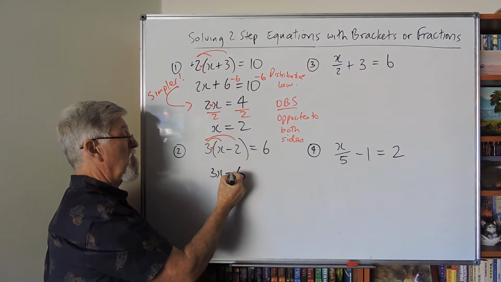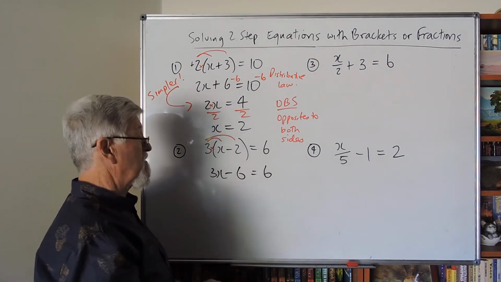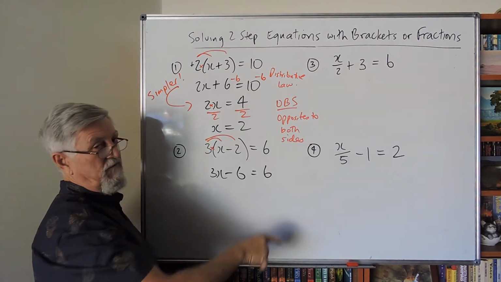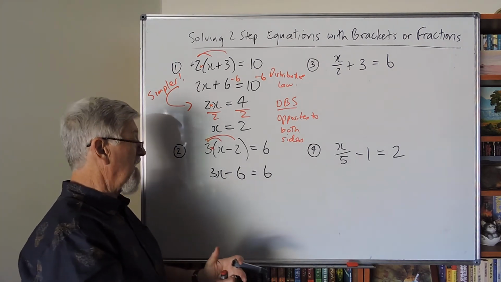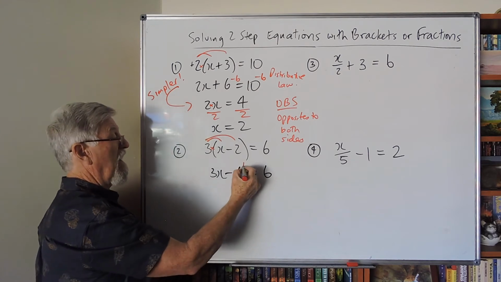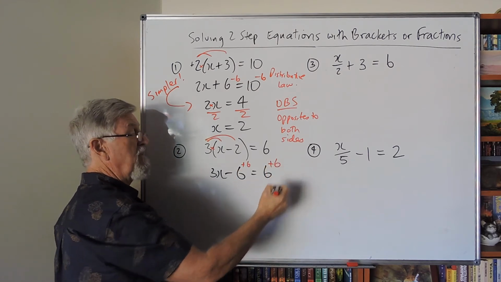But this one is just a minus, equals 6. And here's where a lot of people go wrong and they put 3x equals 0. See it over and over again. What's the opposite of minus 6? Add 6. Add 6 to this side, add 6 to that side.